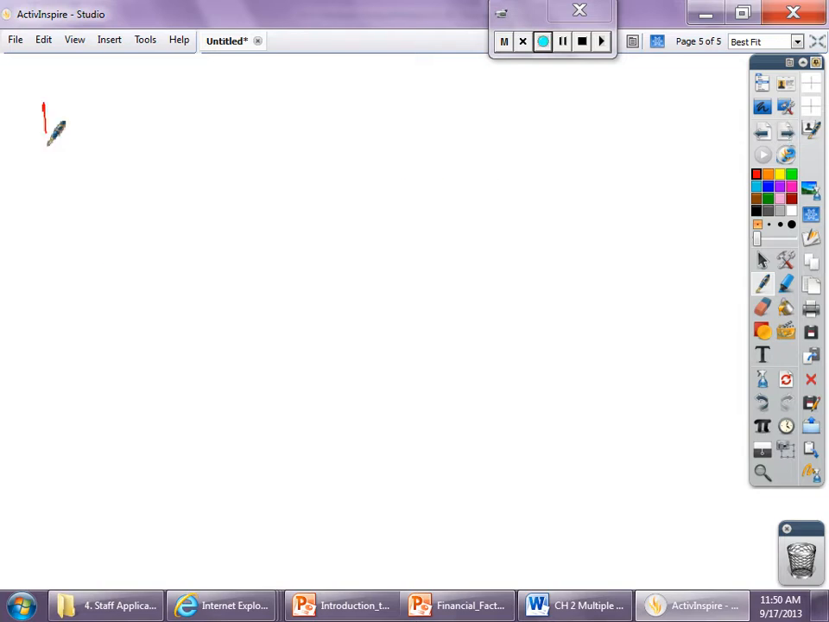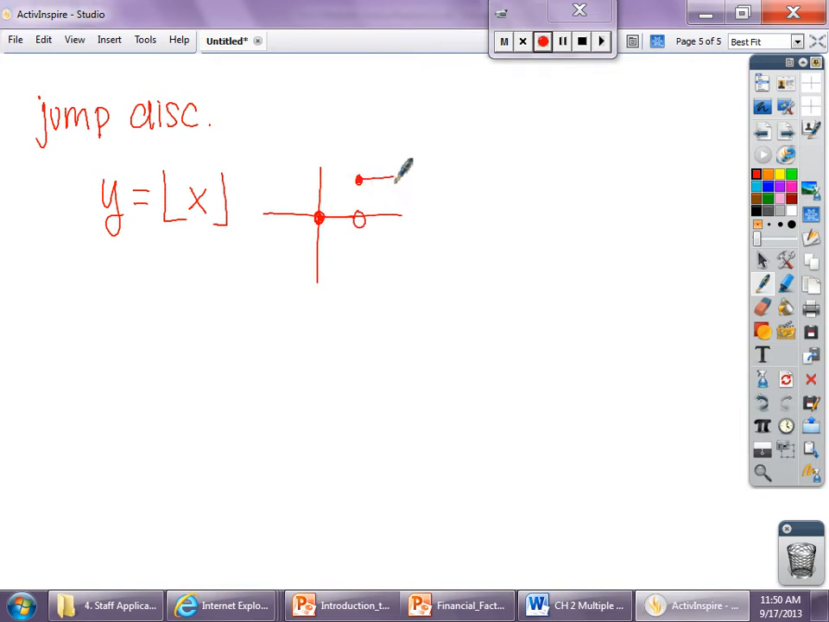Then we have a jump discontinuity. Easy jump discontinuities. Greatest integer function, that would be an easy jump discontinuity. 1 unit over, up 1 unit, to the right 1 unit. That's your easiest jump discontinuity. What are other jump discontinuities? A lot of your piecewise.